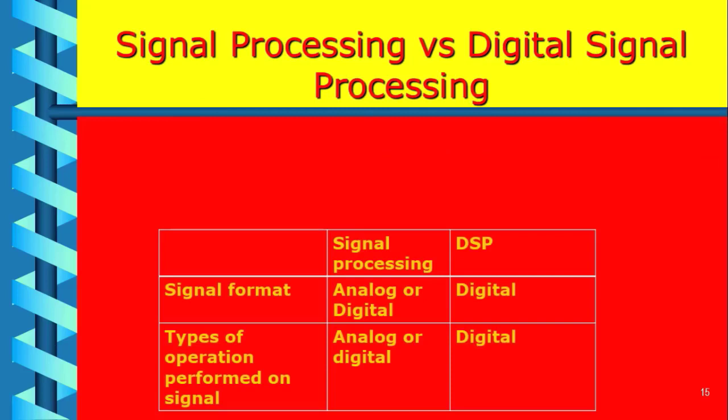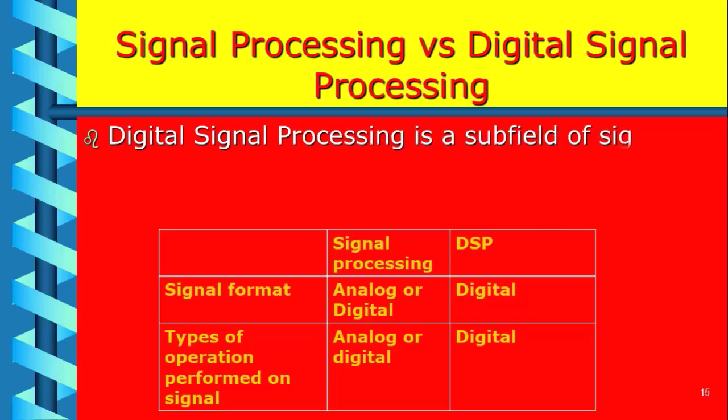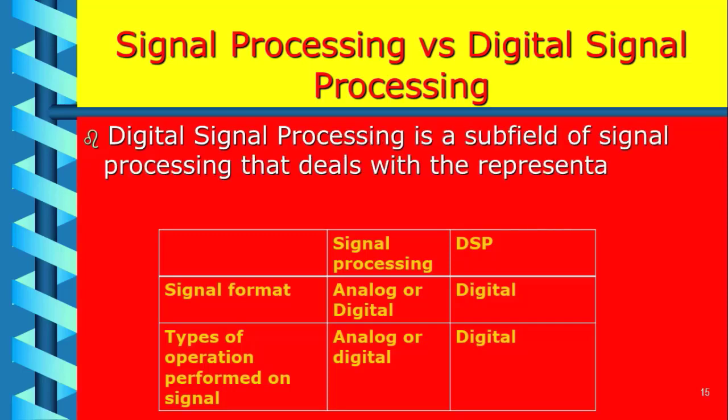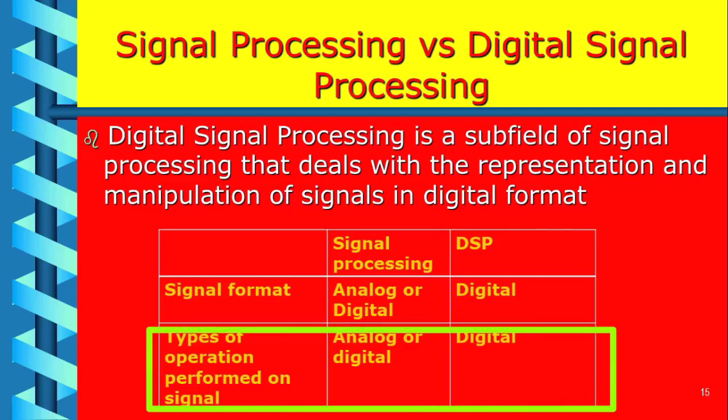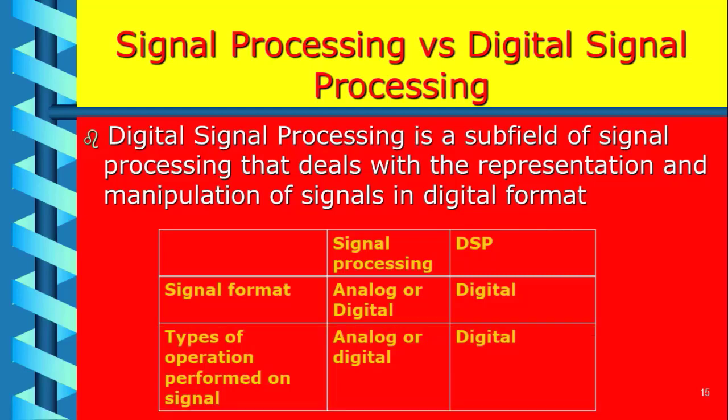Now let's compare signal processing with that of digital signal processing. What is the similarity and difference between signal processing and digital signal processing? So digital signal processing is a subfield of signal processing that deals with the representation and manipulation of signals in digital format. Now let's compare signal processing and DSP. The signal format in the case of signal processing is either analog or digital, whereas in the case of DSP it is digital. The type of operation to be performed on the signal may be analog or digital in the case of signal processing, whereas it is in digital format in the case of DSP. In short, signal processing includes both analog signal processing and digital signal processing, whereas DSP is related to digital formats.